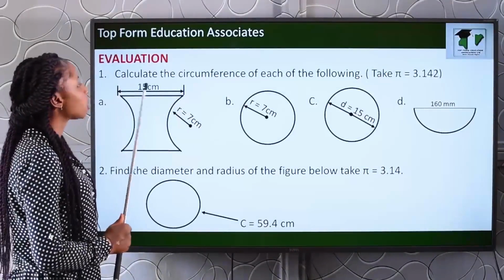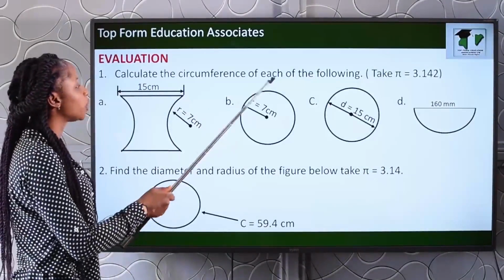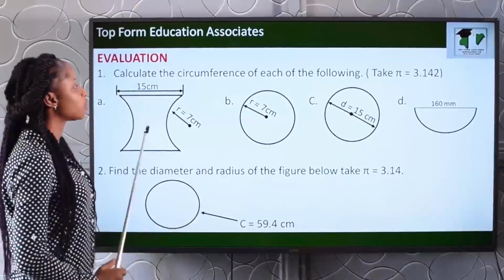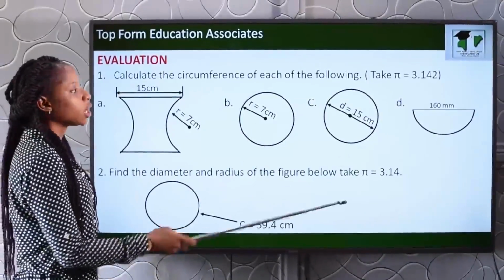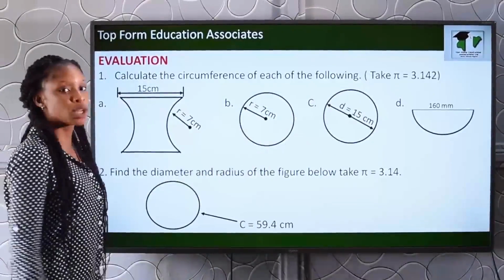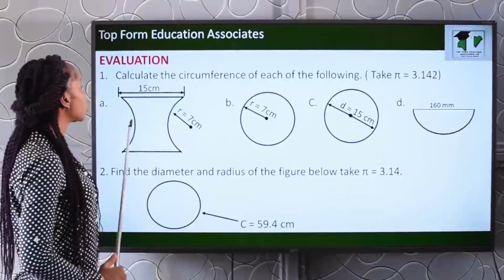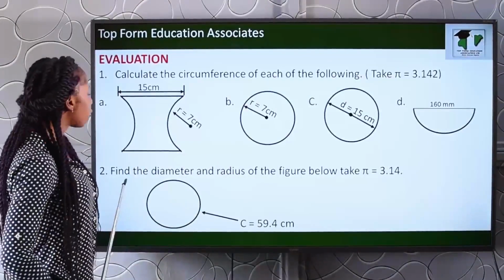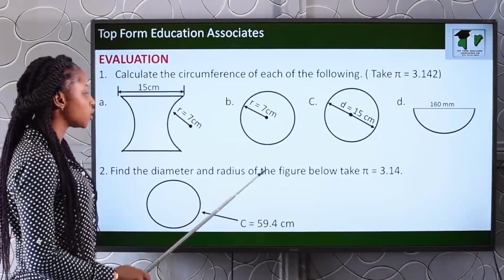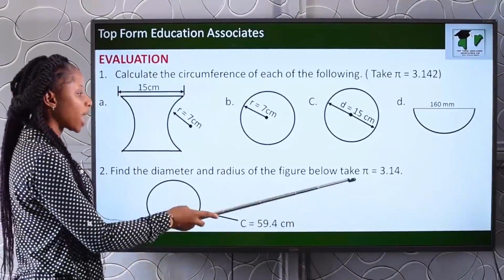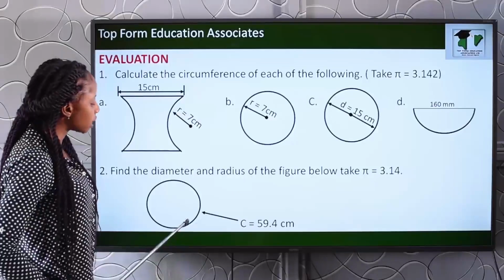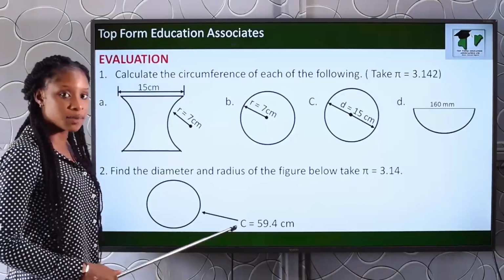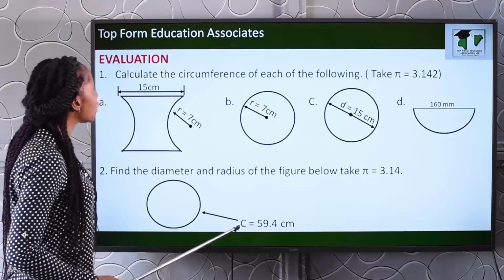All right, let's take some evaluation to see if we've been following what we've learned today. Number 1, calculate the circumference of each of the following. We've been given 4 figures here, and we're asked to find the circumference of A, B, C, and D. We've been given pi as 3.142. So look for the circumference or the perimeter of these figures. 2, find the diameter and the radius of this figure below. Take pi as 3.14. If you look at this circle, we've been given the circumference. So we're asked to look for the diameter and the radius.